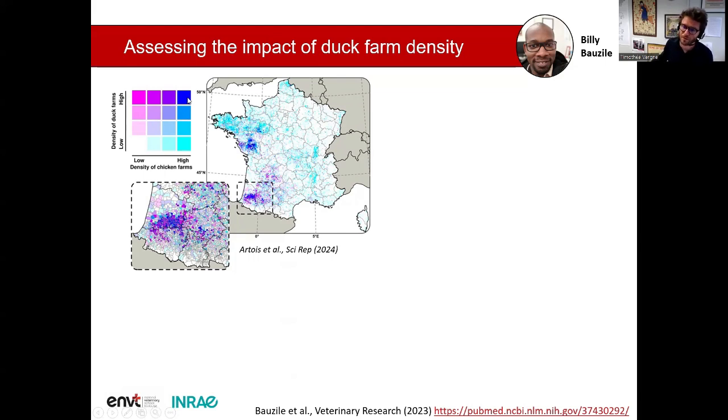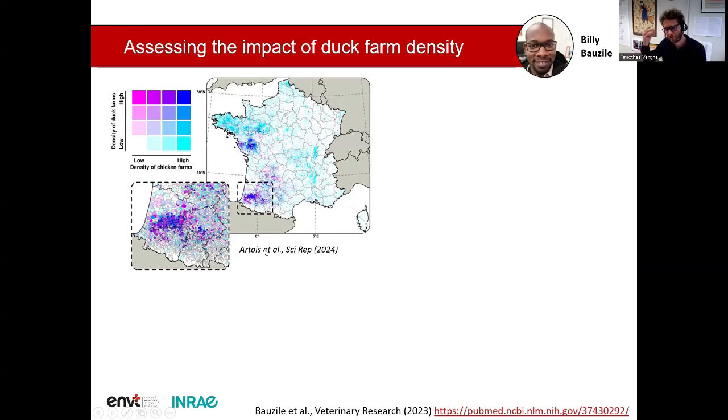So when it's blue, it means that the location has high density of chicken farms and high density of duck farms. When it's purple, it's high density of duck farms, but low density of chicken farms. And when it's this cyan blue, it's high density of chicken farms and low density of duck farms. So in France, we have two main production poles, regions. We have the southwest here with a lot of duck farms and also sometimes a lot of chicken farms. We have this region as well, which has a very high density of duck farms, and Brittany here, which has a high density of chicken farms only.